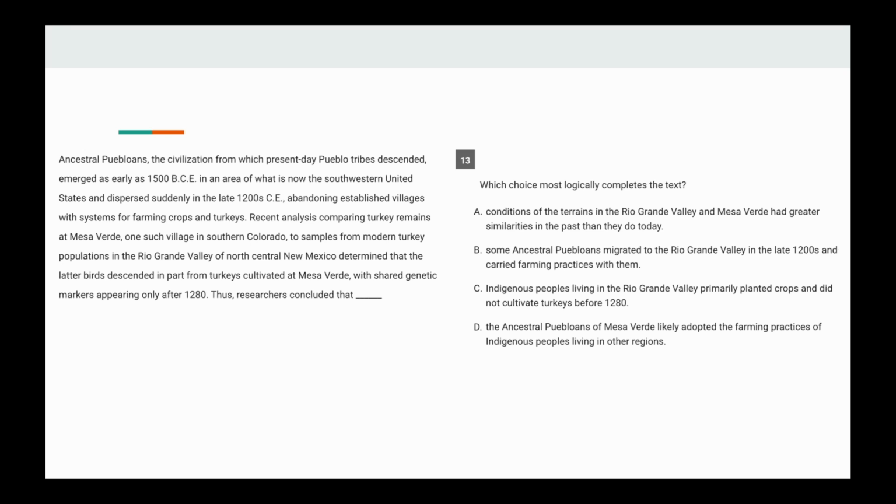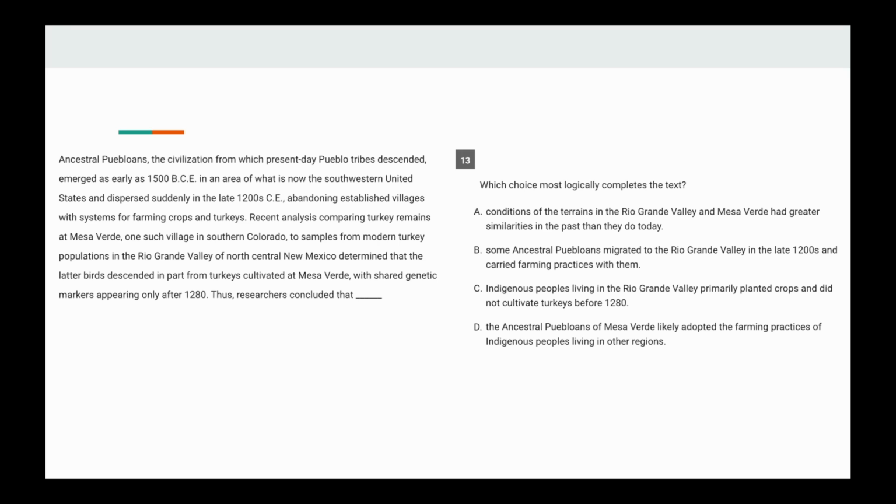Okay, let's try this last one. Logically completes the text. Ancestral Puebloans, the civilization from which present day Pueblo tribes descended, emerged as early as 1500 BCE in an area of what is now the southwestern United States and dispersed suddenly in the late 1200 CE, abandoning established villages with systems for farming crops and turkeys. So basically, they lived in some place and then they dispersed and abandoned their villages with systems of farming crops and turkeys.